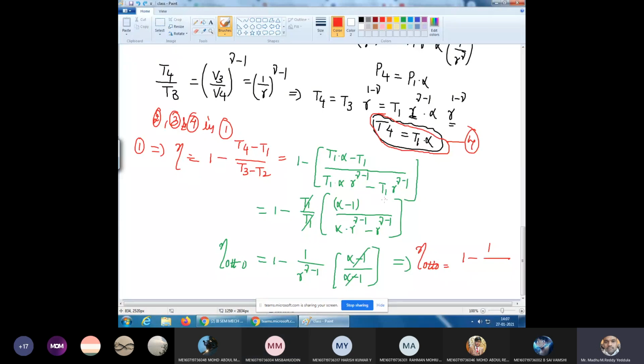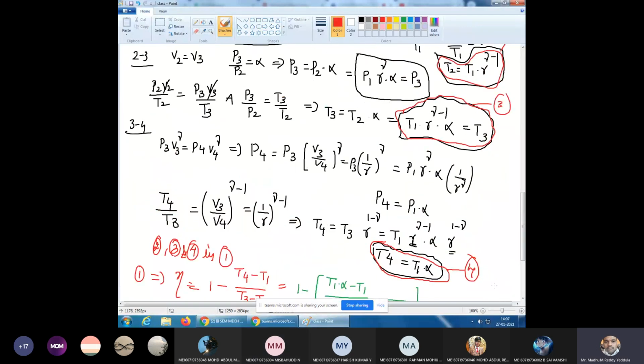So this is very, very important, where R is the compression ratio and gamma is the adiabatic index. For air, what is the gamma value? It is 1.4. Gamma for air is 1.4. Is this derivation clear? Very, very important. You may get either a derivation or a problem on this one.